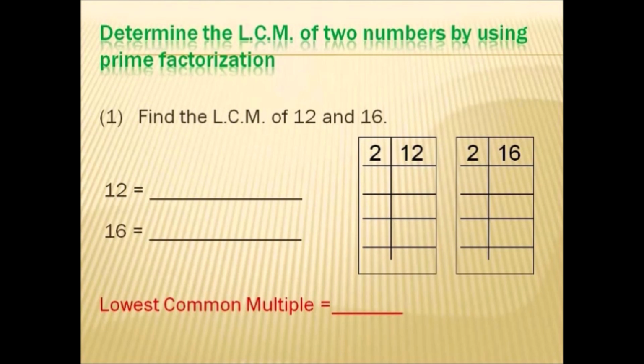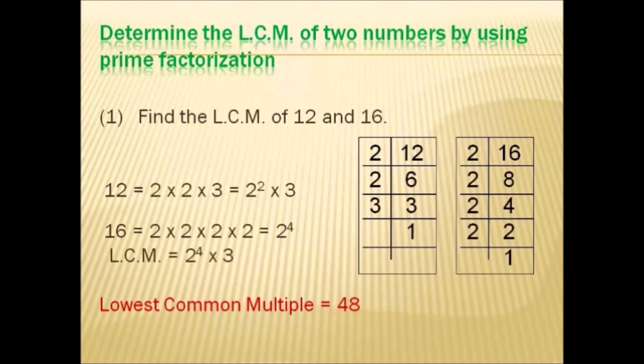So you do your division bracket and begin dividing. Both of them are even numbers, so begin dividing by 2 and see what you get, and then write in your prime factorization for 12. 12 is equal to 2 times whatever, and then 16 is equal to 2 times, and put the rest in, and then figure out your lowest common multiple using prime factorization.